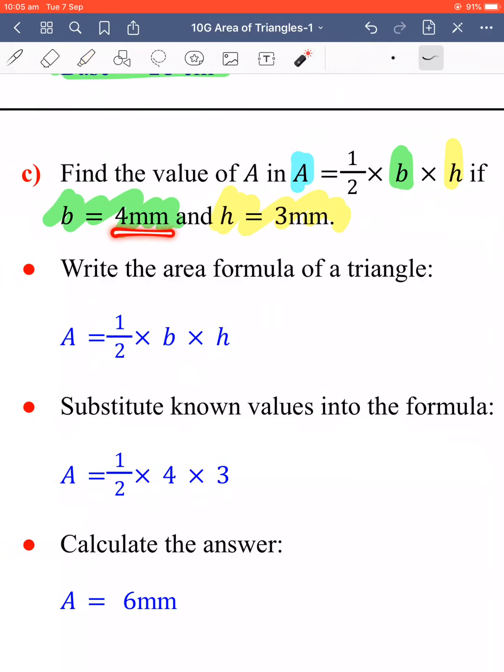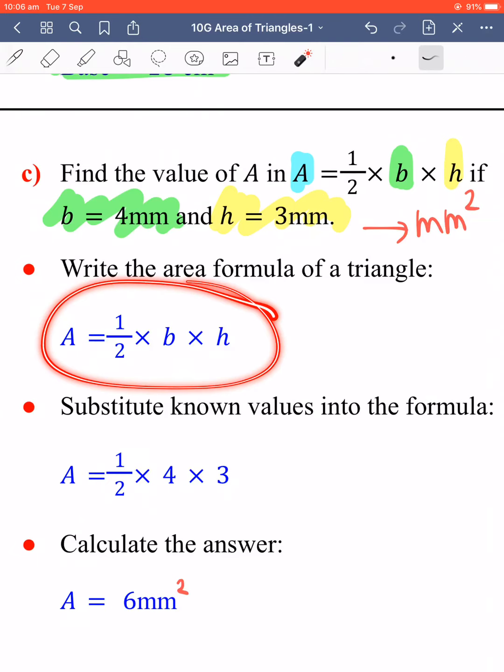And I notice already that my units are going to be, I'm going to give myself a little bit of a note, my units are going to be millimeters squared, because again, I am using my height. So I'm just going to quickly fix that. Okay, so we write out our formula.